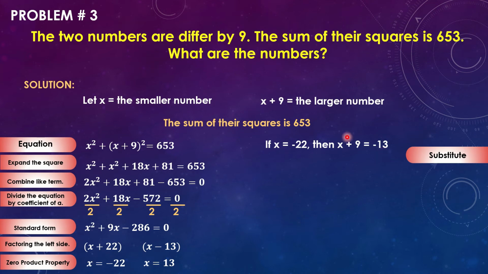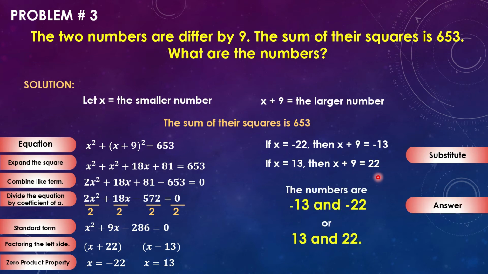Their difference is 9, so that's still correct. But what if our x is equal to 13? Meaning, if the smaller number is equal to 13, then the larger number will be 13 plus 9, which is equal to 22. So, that is the answer. The numbers are negative 13 and negative 22, or 13 and 22.